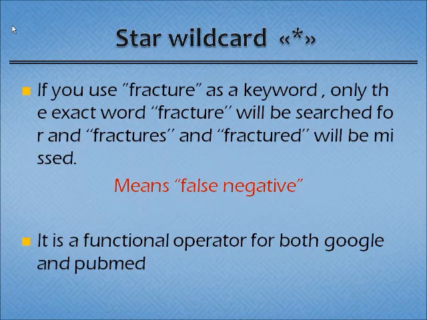Also, the star wildcard is important in order to find or elect the false negative results. For example, if we use fracture, then we reach the web pages which include fracture. But the other words like fractures, fractured, maybe some of them are disregarded if we write just fracture. Some of them are included, but some of them are disregarded. So in this instance, we should use a star wildcard. This works in either Google and PubMed.